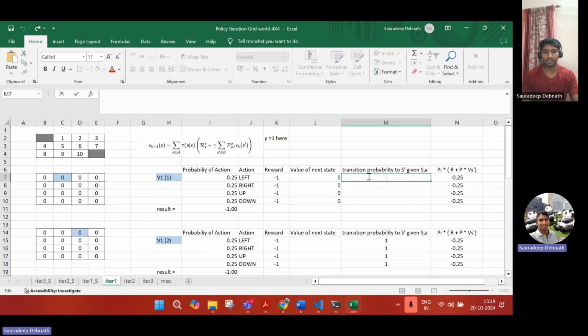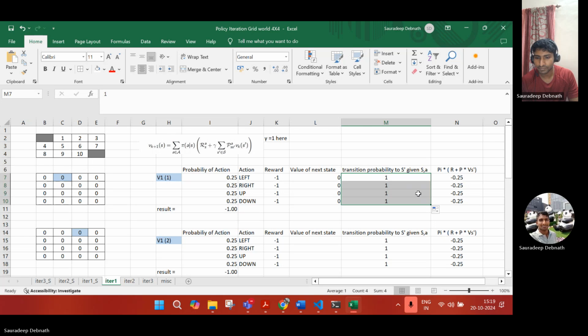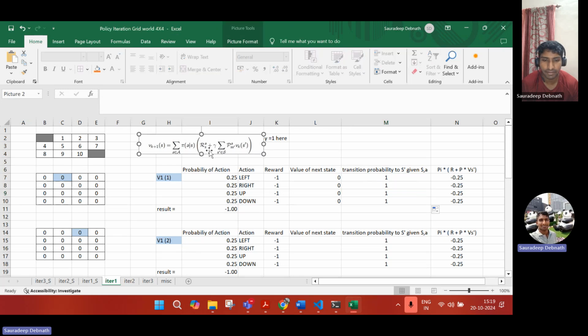So the transition probability is just going to be 1 or 100%. I'll just fill that up, right? So yeah, let's just look at the formula. What is the formula? It is summation of something over all the action pairs, and summation of what exactly? The probability of A given S, right?